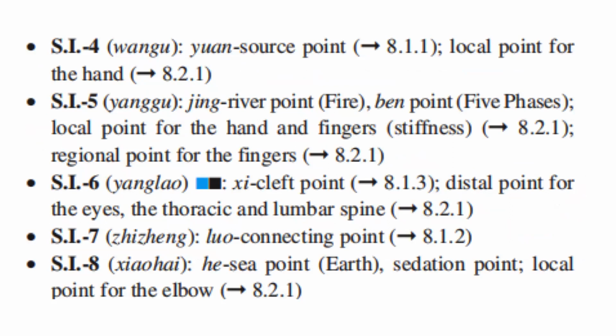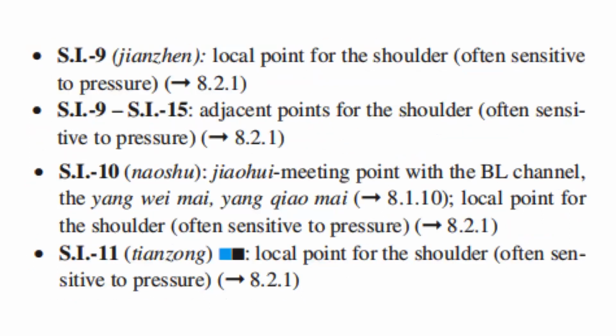SI5 is Jing river point or fire point, horary point, local point for the hand and fingers for stiffness, regional point for the fingers. SI6, Xi cleft point, distal point for the eyes, the thoracic and lumbar spine. SI7, Luo connecting point. SI8, He sea point or earth point, sedation point, and the local point for the elbow.